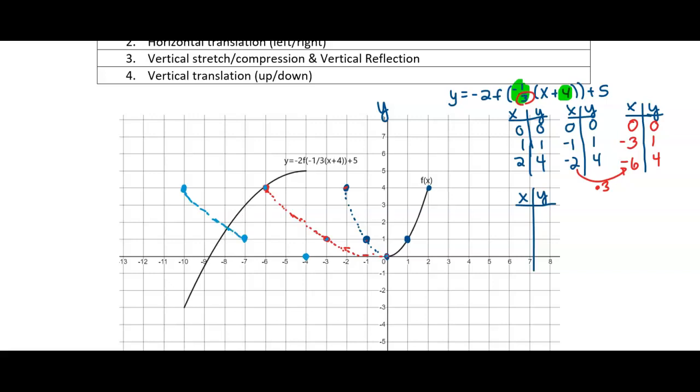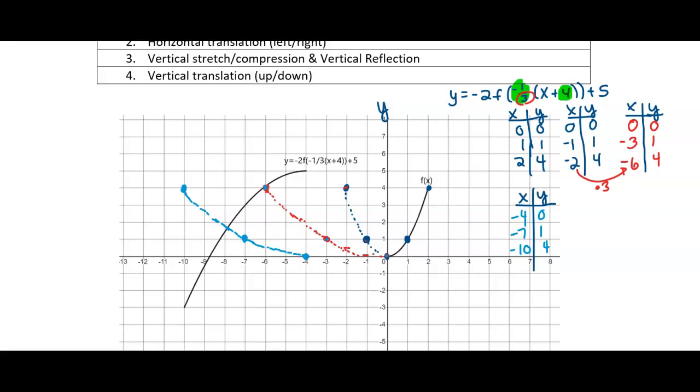Try to maintain the same general look of the function. It's got a little curve to it, not a lot. Okay. And then it's always a good idea to jot down your points somewhere. So our point that was at 0, 0 is now at negative 4, 0. And our point that was at negative 3, 1 is now at negative 7, 1. And our point that was at negative 6, 4 is now at negative 10, 4.